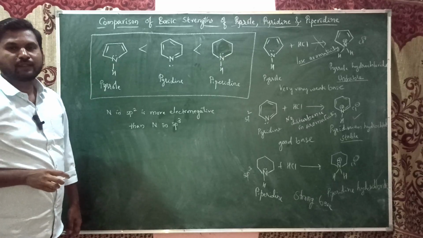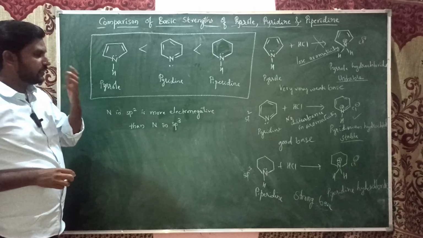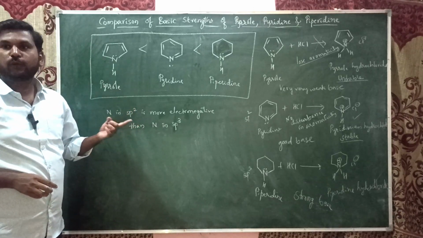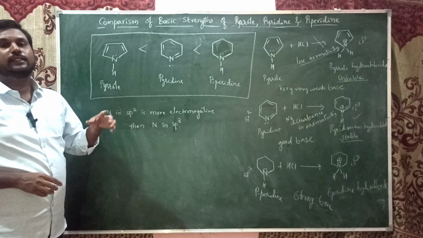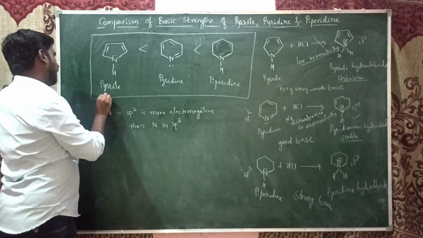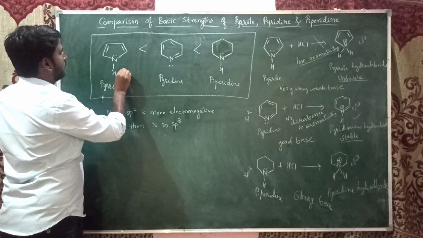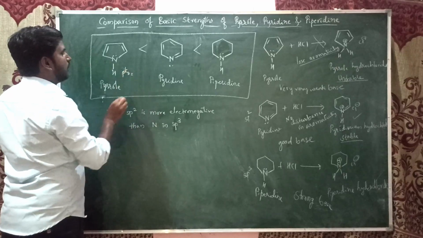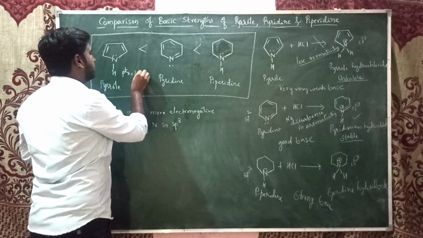Okay? And it is also confirmed by their pKb values. The one which has a higher pKb value is more basic. So if you consider the pKb value of pyrrole, it is just around 3.4.